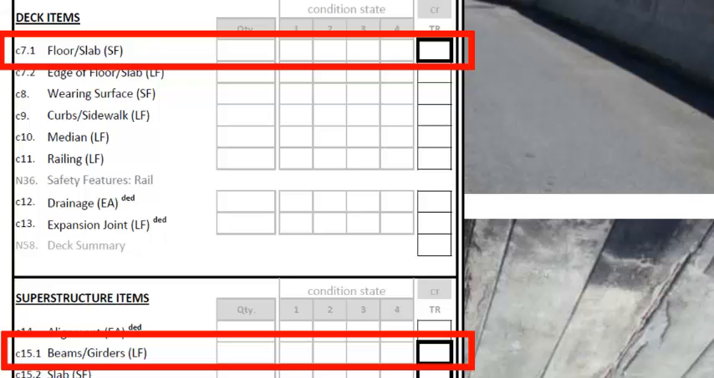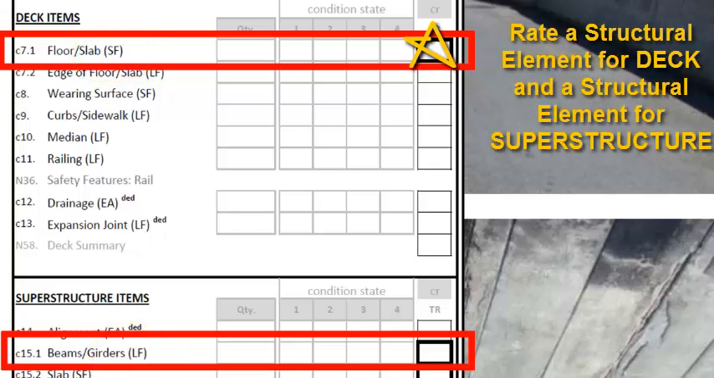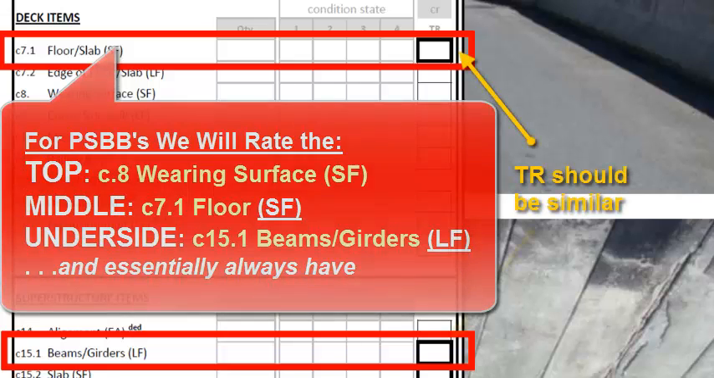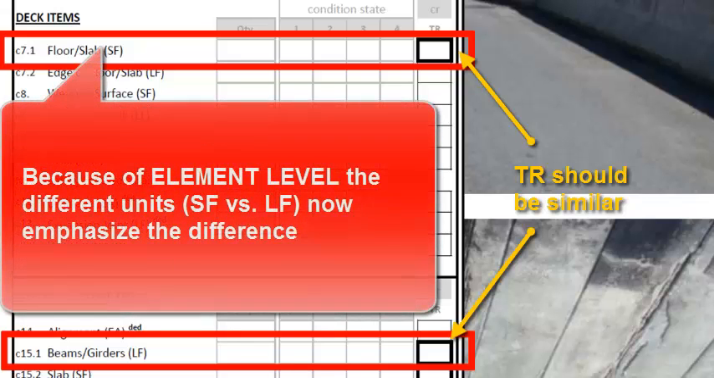You'll notice that the units are now different because element level is forcing these units to separate, and the slab is a square footage and the beams, girders is a linear foot. So what we're asking inspectors to do is to rate these adjacent pre-stressed box beams for linear foot and square foot. So you'll see a difference, and it won't be significant. And what you will notice by doing that, the transition rating, that bold box on the far right hand side within these red boxes, they'll be similar.